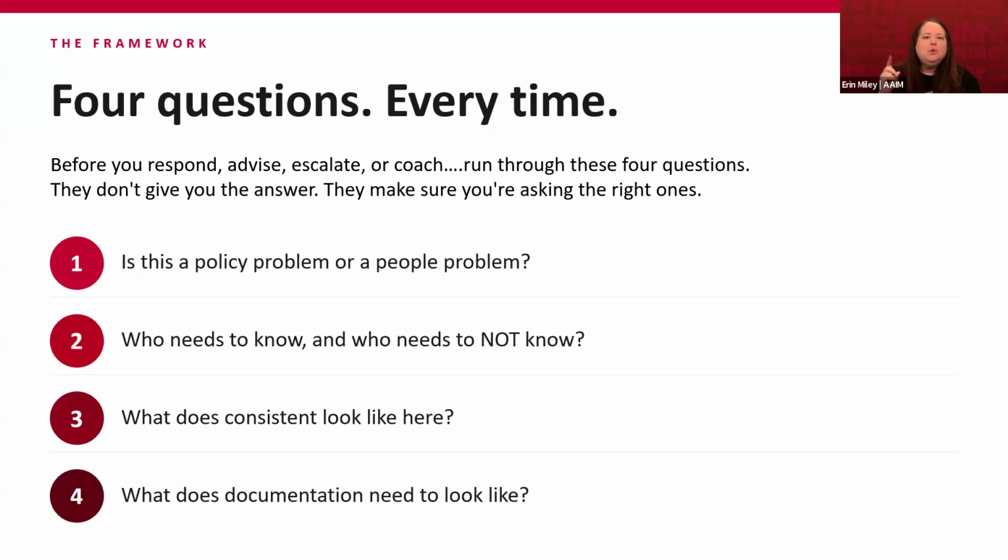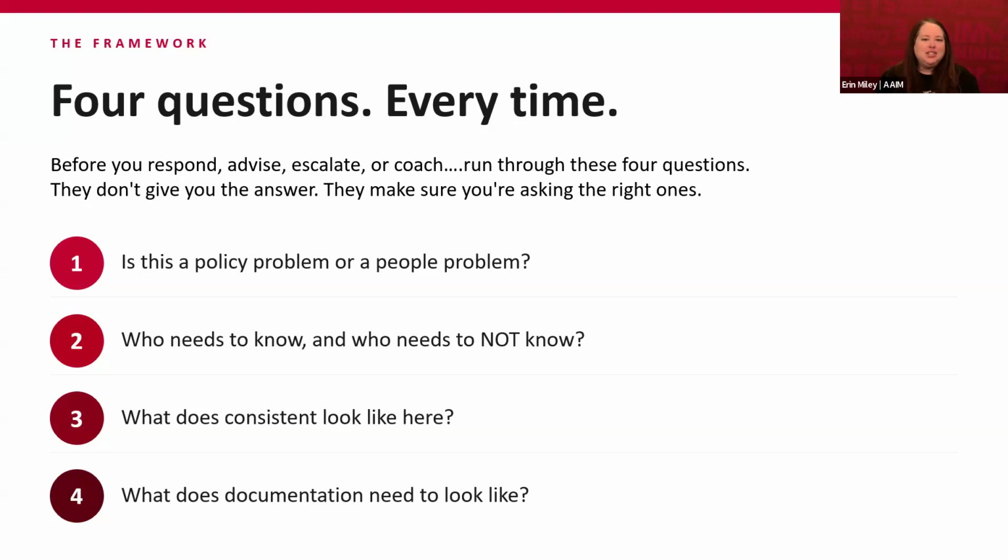Question 2, who needs to know and who needs to not know? Confidentiality decisions made early saves enormous headaches later. And honestly, later on, it could be a legal issue. So who needs to be in the know? What does consistent look like here? If you'd handle this differently for someone else, that inconsistency is a risk. So if you didn't do it this way for somebody and you're doing it some way different for somebody else, obviously that's going to get you into a pool of hot water.